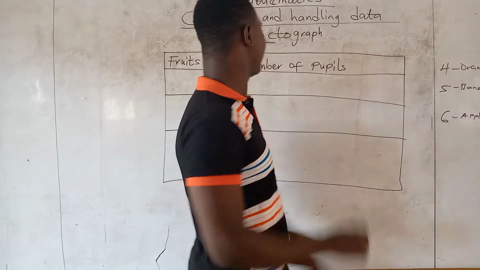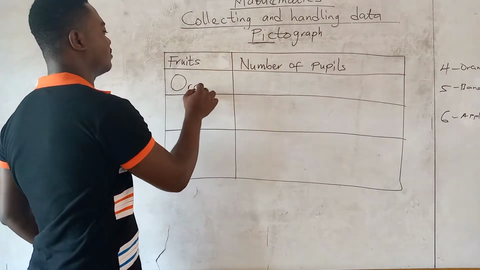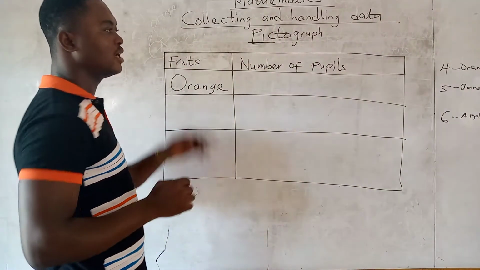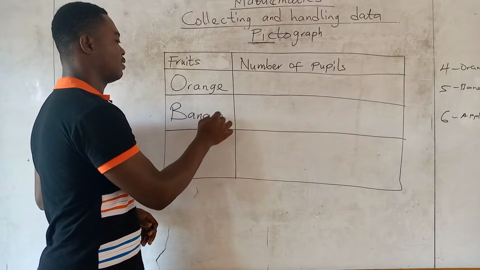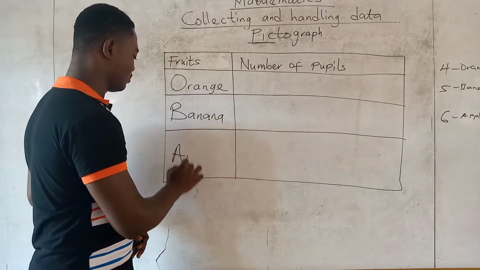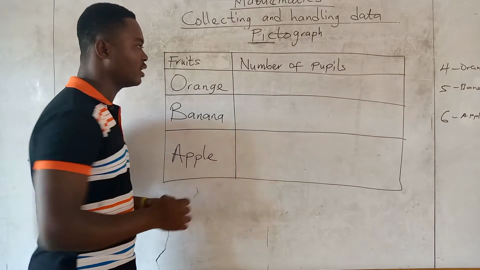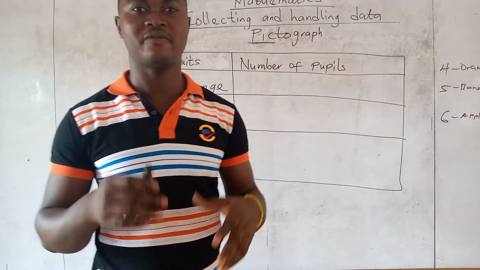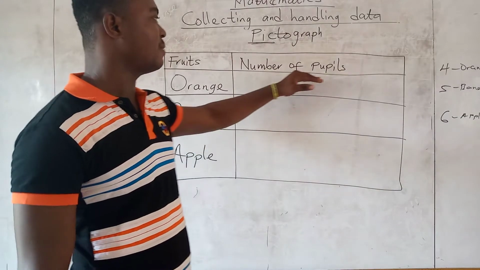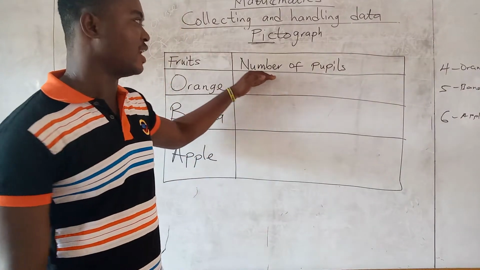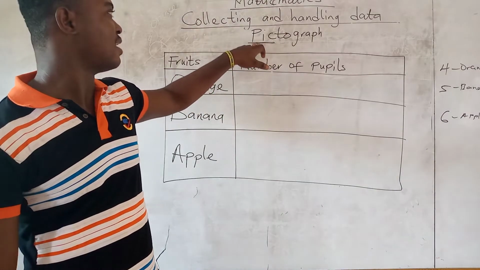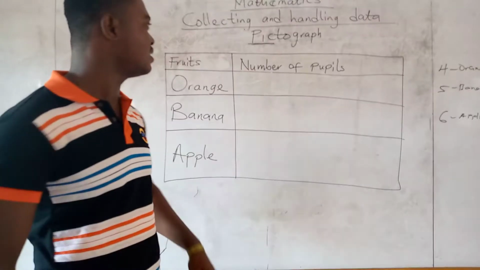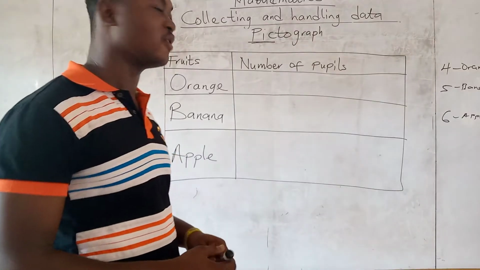And then the fruits were 3. The first one is orange, so we have our orange here. The second one was banana. And the last one is apple. Now if it was to be on the frequency table, we'd be writing numbers here. We bring our tally here. But this one, I told you, is a pictograph, so we are going to draw pictures. If my drawing is not nice, please take it like that. You also draw yours for me to see.